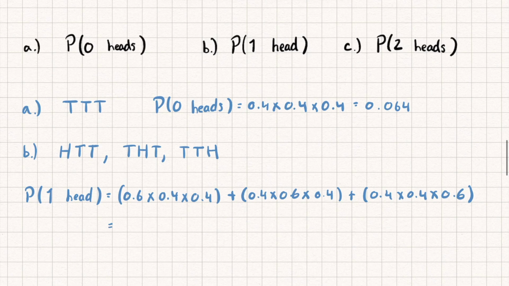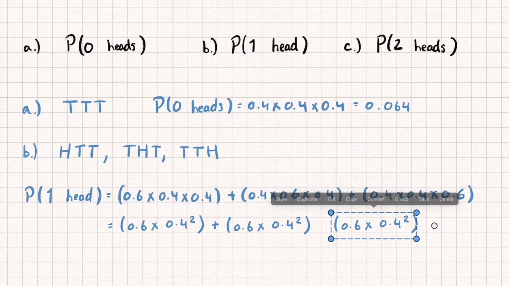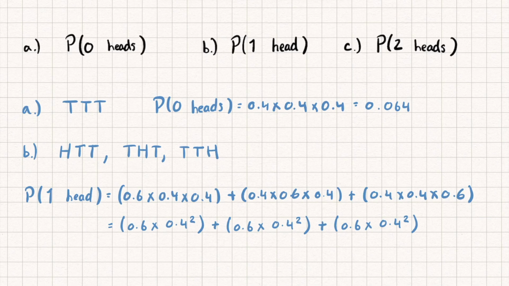So we have the probability we get heads, which is 0.6, times the probability we get tails twice, so I could write it as 0.4 squared. And hopefully you'll notice this is exactly the same as all the other times, because we're basically just seeing the different ways we can get heads once, tails twice. So I could write it as 0.6 times 0.4 squared plus 0.6 times 0.4 squared plus 0.6 times 0.4 squared.